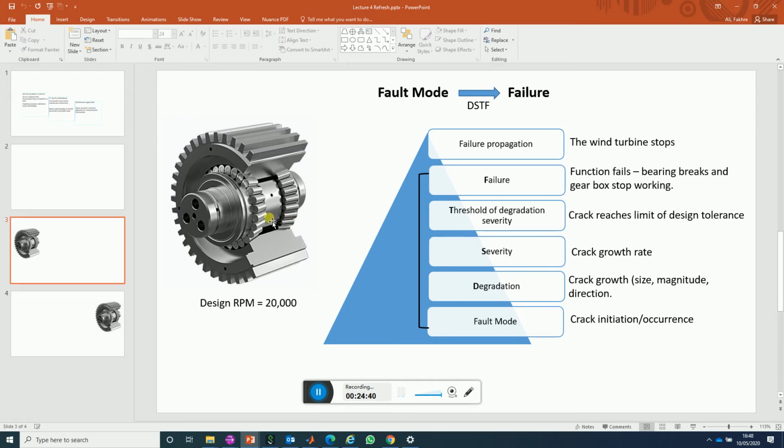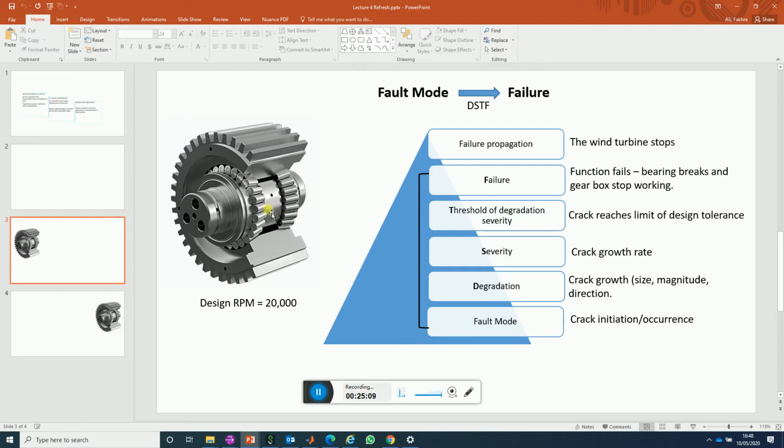Okay, now note that when this lubrication is less than required, the metal to metal friction comes in. This metal to metal friction causes stresses. These stresses cause crack. Now, while the crack is in place, the bearing is still working. The bearing is still doing its function. The gearbox is still doing its function.